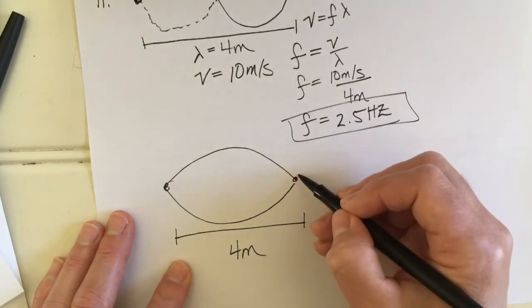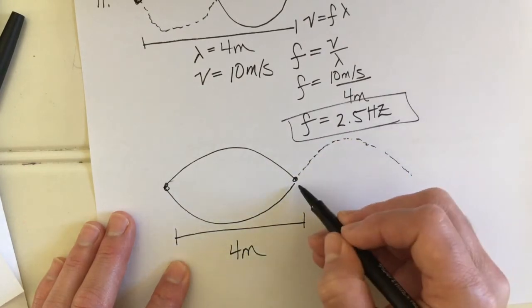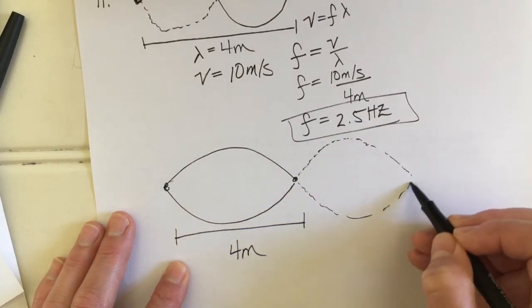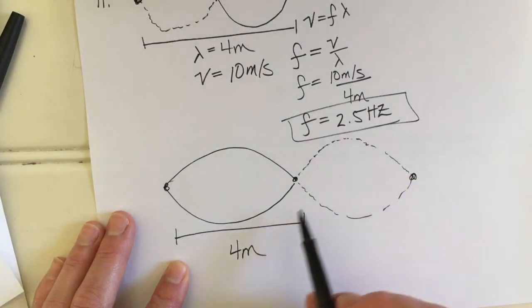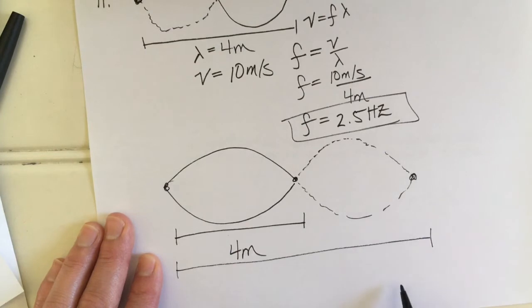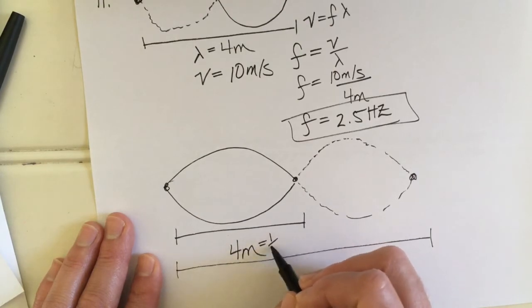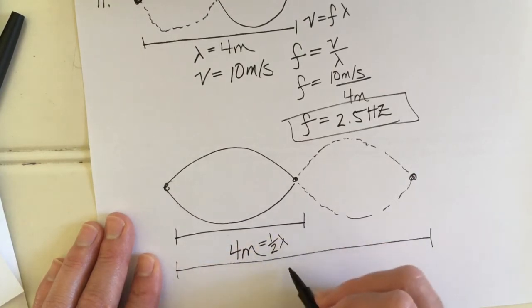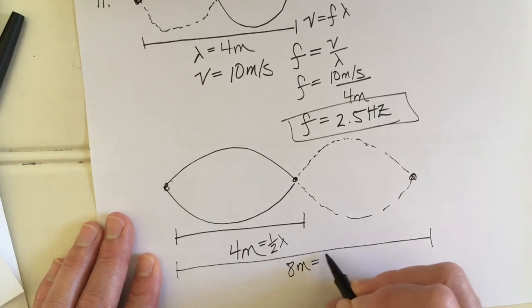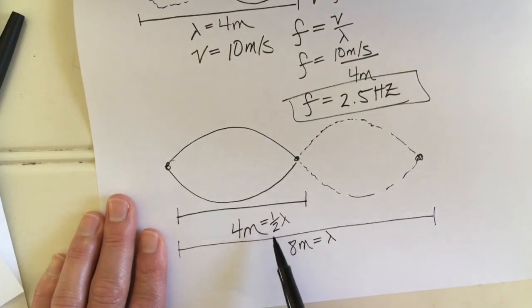Well, in this case, you have to pretend that the string is longer, and now it should be obvious. The wavelength would be this distance, which is what? Well, 4 meters plus 4 meters. Or you could say that 4 meters is equal to half of the wavelength, because 8 meters is equal to the wavelength. Just do the math there. Divide both sides by a half, multiply both sides by 2. Wavelength equals 8 meters.